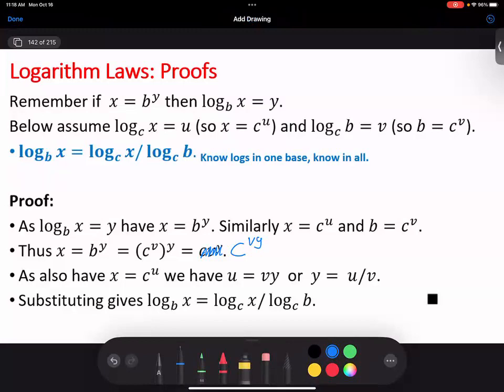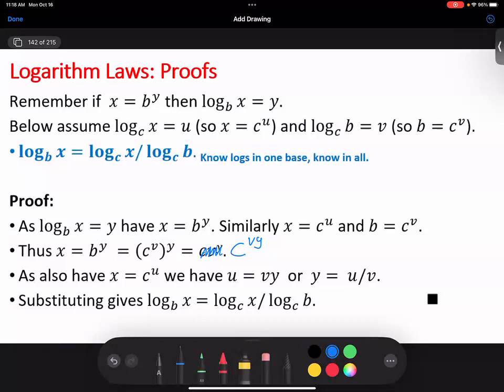Well, if c to the u is x and c to the vy is x, then we know u has to equal vy, or y has to equal u over v by division. And so now when we just substitute, we get the log of x base b is the log of x base c over the log of b base c. So if we know logarithms in one base, we know logarithms in every base.